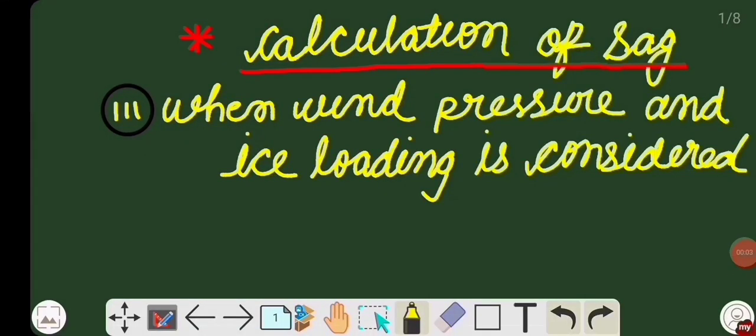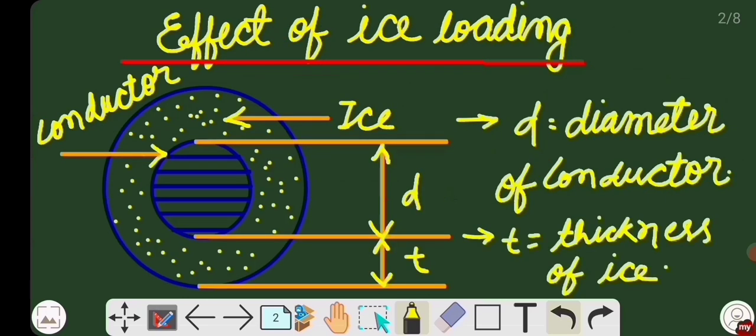Today in this video we will discuss the third case of calculation of sag, that is when wind pressure and ice loading is considered. First of all, we discuss the effect of ice loading and then we will discuss the effect of wind loading. As you can see in the figure, there is a conductor whose diameter is a small d and ice deposit on it, and the thickness of ice is t.